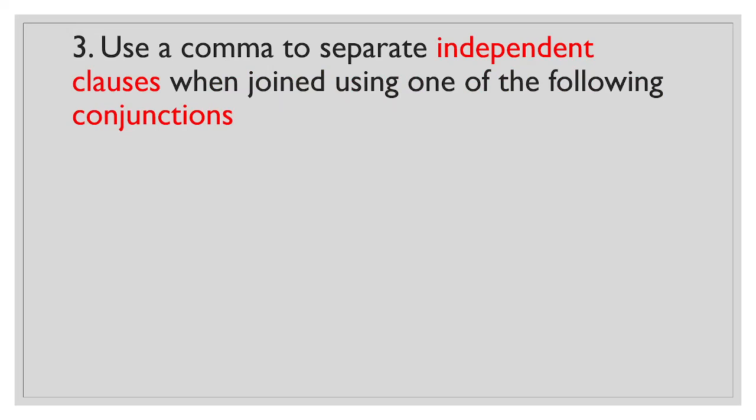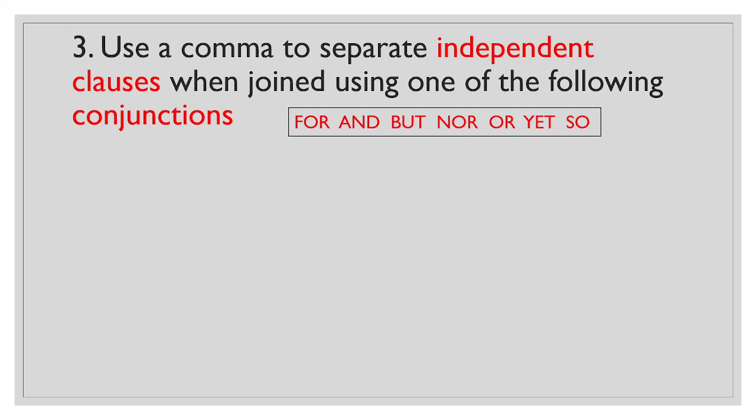You can use a comma to separate independent clauses that make sense on their own, using one of the following conjunctions: for, and, but, nor, or, yet, or so. So I want to go to Australia, but I need to save money. I need to save money and I want to go to Australia makes sense, but because of the conjunction, we need to put a comma before it.